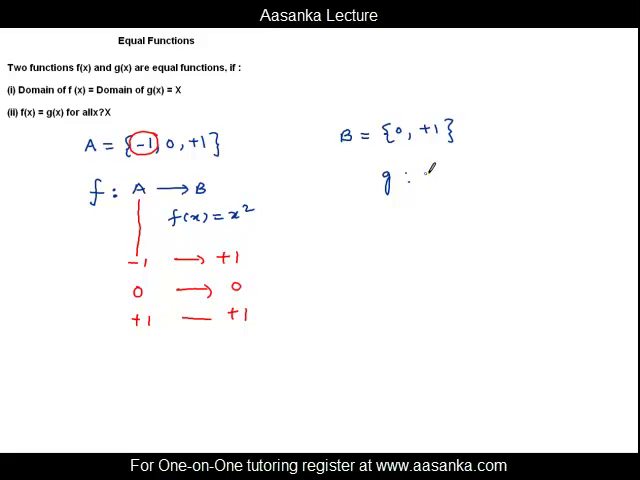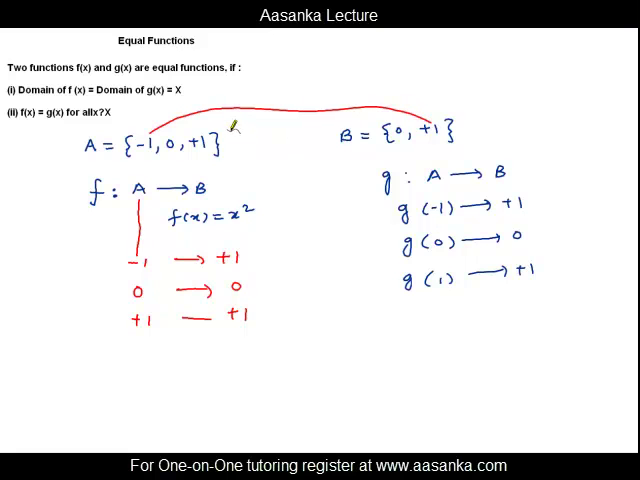Now if you are given another function g and the relationship between A and B is not defined by the formula f(x) is equal to x square, but by a different notation wherein it says that g of -1, the element -1 of A with g, is related to +1 of B, the element 0 of A with g is related to 0, and element 1 with g is related to +1 of B. Then what we see is that g function also relates -1 of A with 1 of B, 0 of A with 0 of B, and +1 of A with +1 of B.